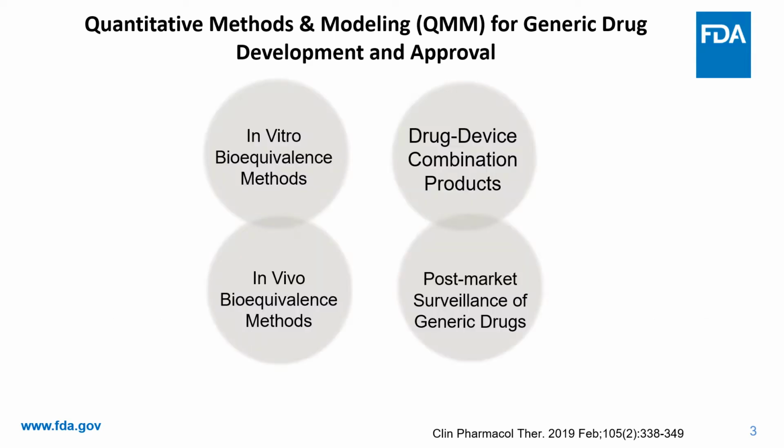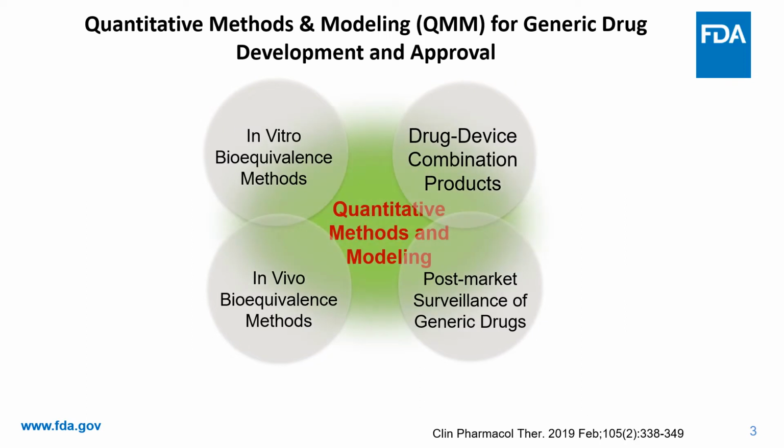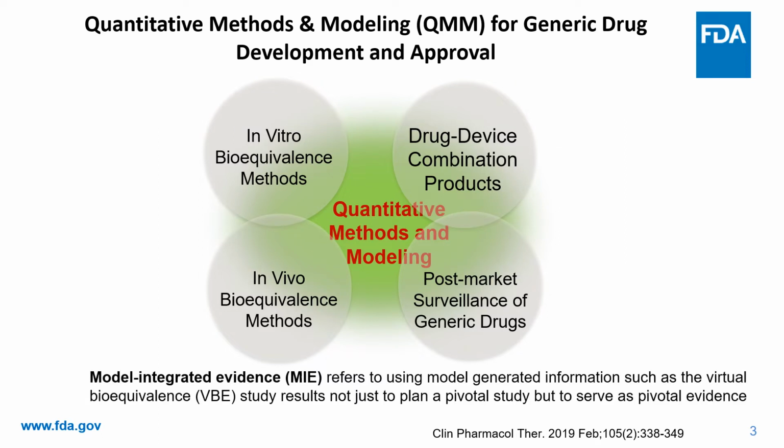There are mainly four areas in regulatory science and research to support generic drug development and approval. Modeling and simulation are an indispensable part and play a pivotal role in all of them. Model-integrated evidence, or MIE, refers to using results such as the virtual BE study not just to plan a pivotal study, but to serve as evidential information.